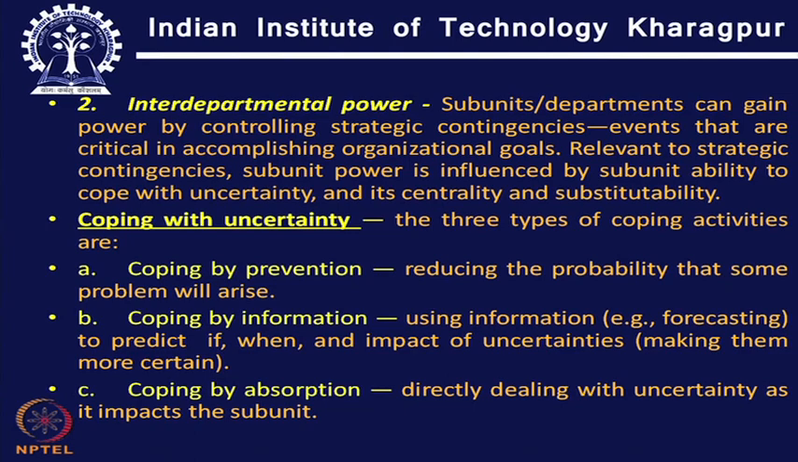When we are talking of interdepartmental power, we are talking of powers which can be observed between two departments. Generally, subunits and departments get control over strategic contingencies, resources, etc., and they do not want to share it with the conflicting department. This is called interdepartmental power, which is arrived at by controlling some of the strategic contingencies.